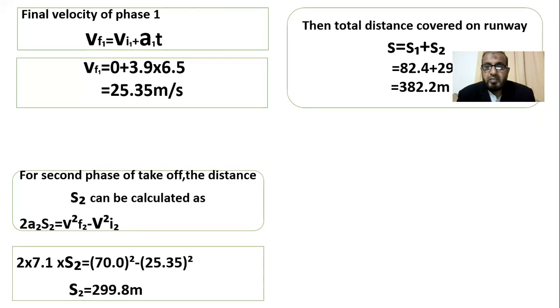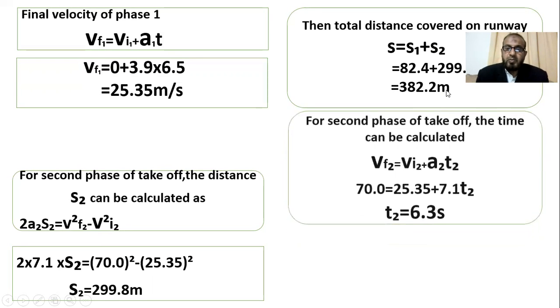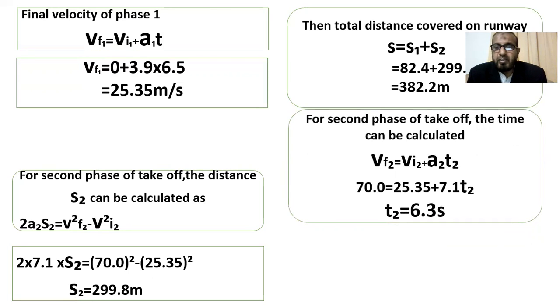Now the total distance covered by the aircraft on the runway is the sum of the two distances: S1, the distance covered by the aircraft during the first phase, plus S2, the distance covered by the aircraft during phase 2. So these two results will give us 382.2 meter.